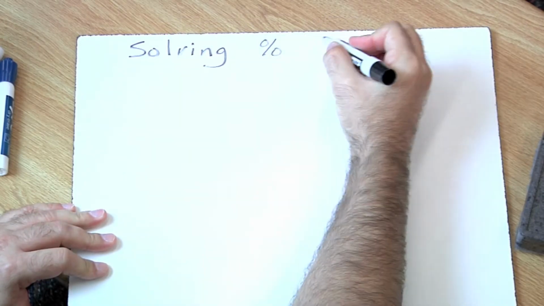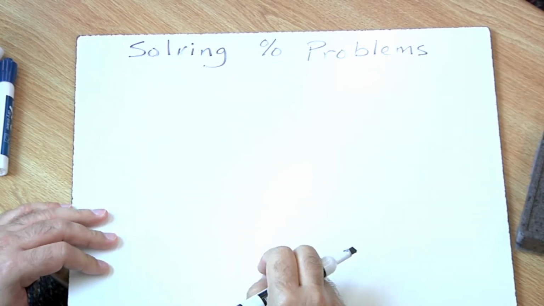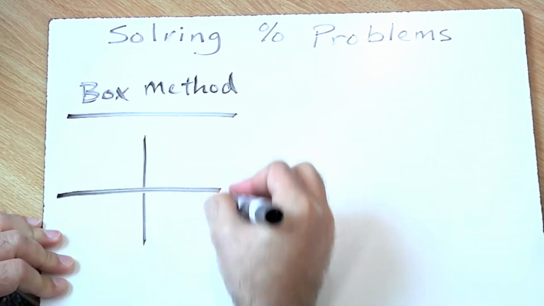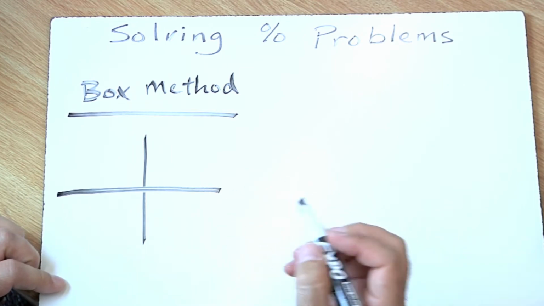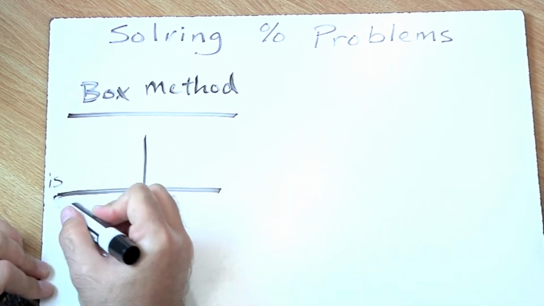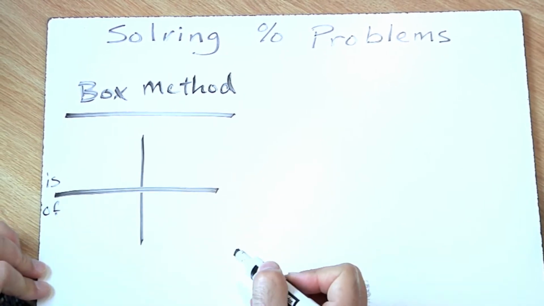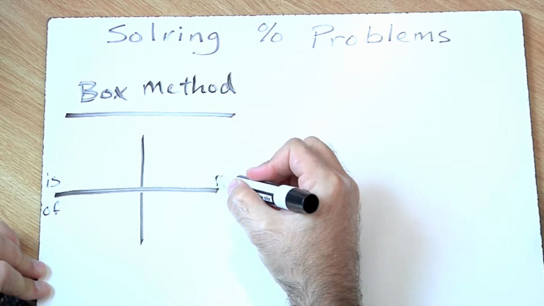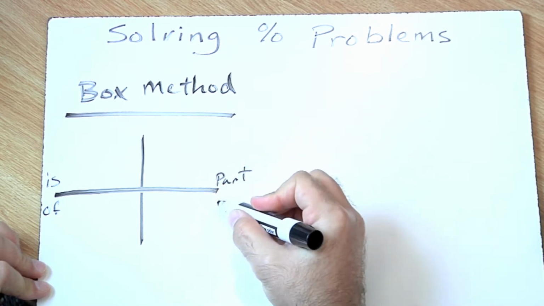We're going to solve percent problems. We're going to use a method called the box method. And the box method is really just a plus. I'm not going to draw the whole box, but what I'll put is over of. Is over of, and that'll be on the right side, it'll be part over a whole. So part will be on top and whole will be on the bottom.